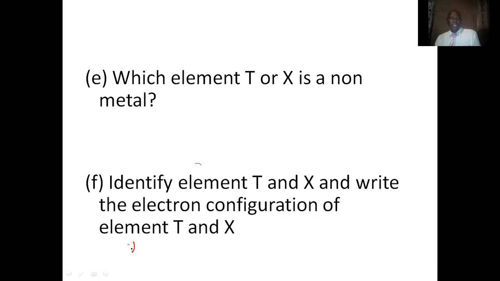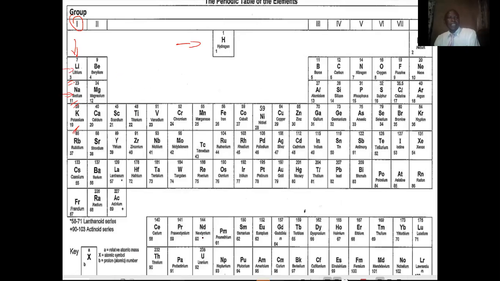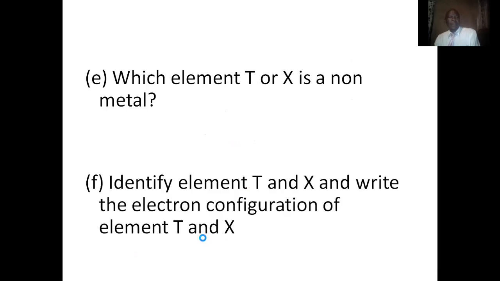So T, with the atomic number 12, if you go to the periodic table, you will notice that this is the magnesium. So T is magnesium.